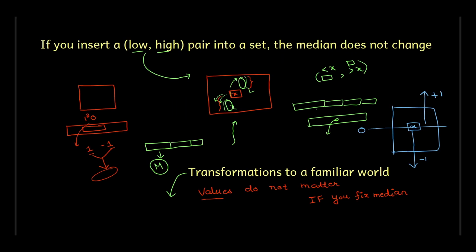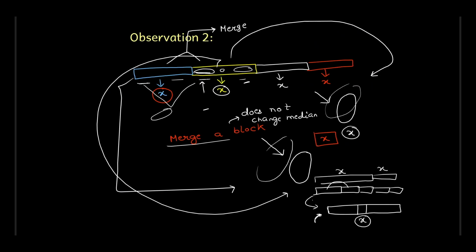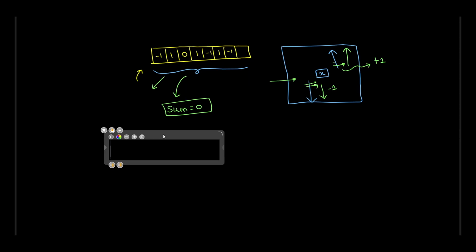Now remember, we were trying all x, and then we said that we will only try x equal to the median of the original array. We will fix it, and then we'll try to find out how many subarrays we can split into such that their median is also x and the number of blocks is maximum. So what is the transformed problem that we are solving over here?